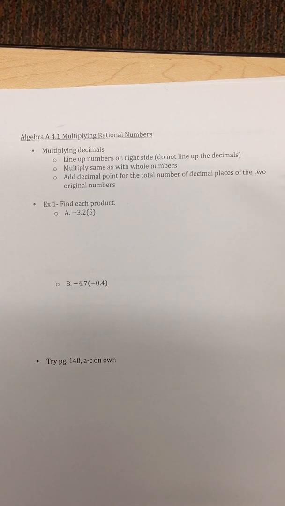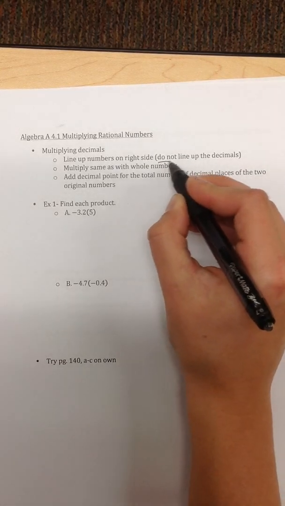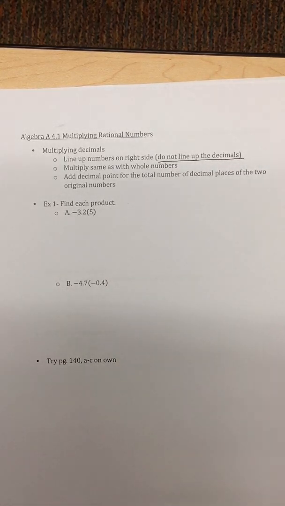So we've got our rules listed here. The first thing we're supposed to do is line up numbers on the right side. Do not line up the decimals. Before, when we did add subtract, we lined up the decimals. That doesn't work for multiply. So for multiply, we don't line up the decimals. We're going to push all the numbers as far as we can to the right.